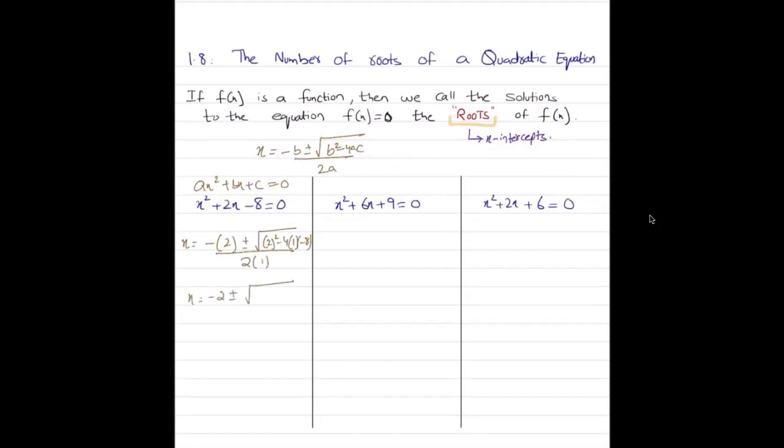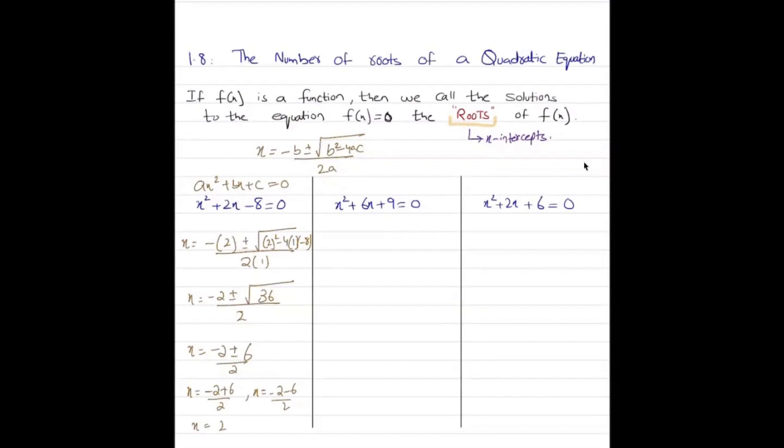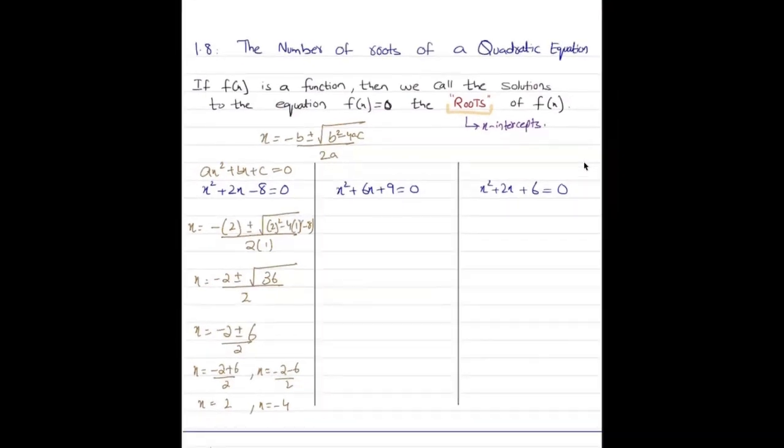So minus 2 plus minus square root 4. So what is this going to be? Square root of 36. So minus 2 plus minus square root of 36, which is 6. So you end up getting two values of x, that is minus 2 plus 6 upon 2 and minus 2 minus 6 upon 2. So x comes out to be 2 and negative 4.